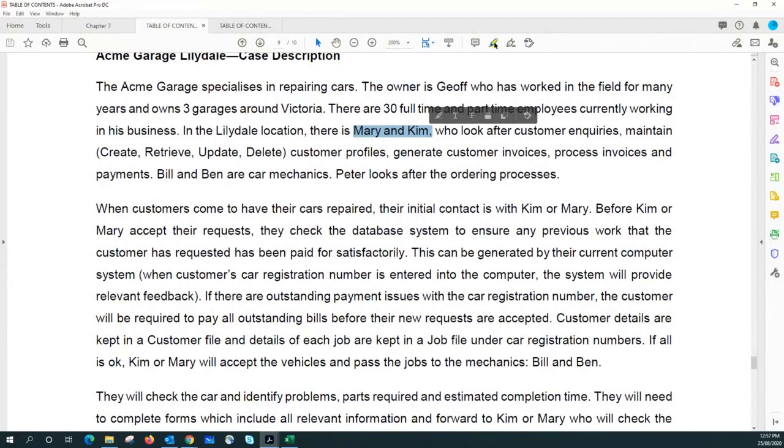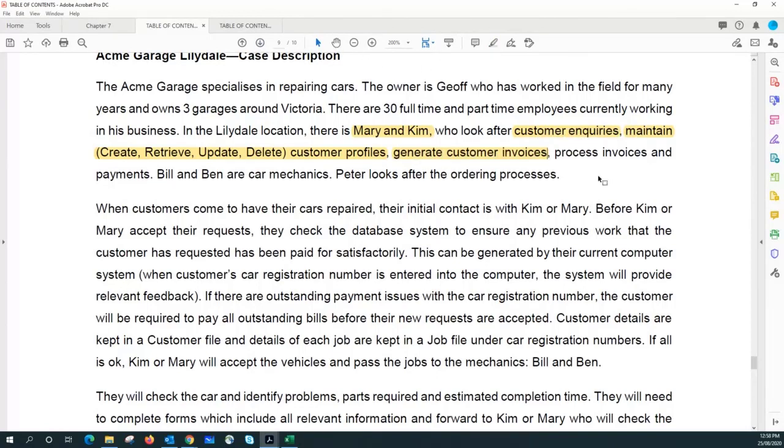So let me take the highlight. Mary and Kim are looking after the customer inquiries, right? So let me highlight the important things. And then they also maintain the customer profile. What does maintaining the customer profile mean? They are the ones who create, retrieve, update, and delete the customer in the system, right? So I highlight that as well, and they generate the custom invoices.